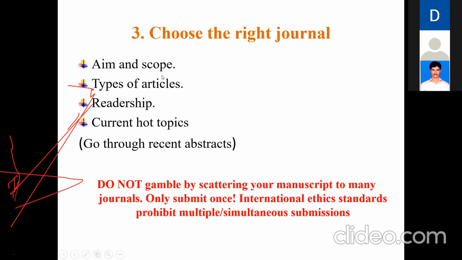For this, we have three points. First one is aim and scope. Second one is types of the articles and readership. Another one is the current topics, right? Current topics means you have to go through the recent abstracts. So I will show you how to find the aim and scope of a journal. When you enter a journal home page, they display the aim and scope. Aim and scope means what type of article they will accept, or what domain they are accepting papers in. So in that you can identify what papers they are accepting.